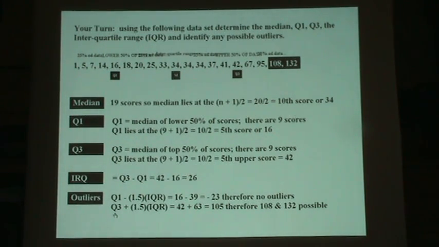But in Q3, we have Q3, which is 42, plus the product of 1.5 times the interquartile range, and the interquartile range is 26. The product of 1.5 and the interquartile range is 63. If we add that together, we get 105. So any scores in our data set that are above 105 are possible outliers, and we have two possible outliers here, 108 and 132. Well, if you were able to navigate through that, then you have a very, very good understanding of this. Good job.